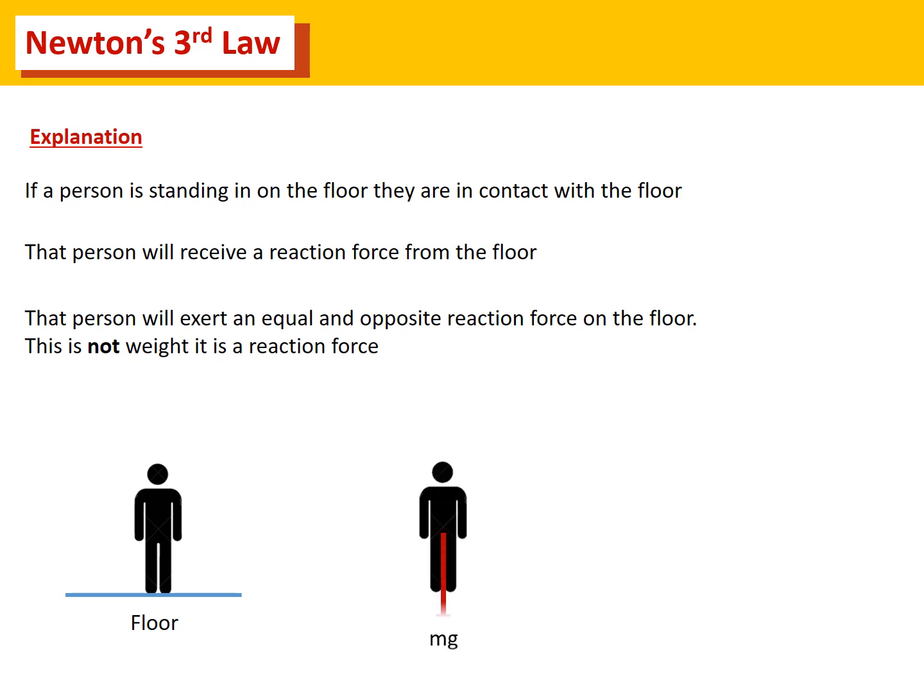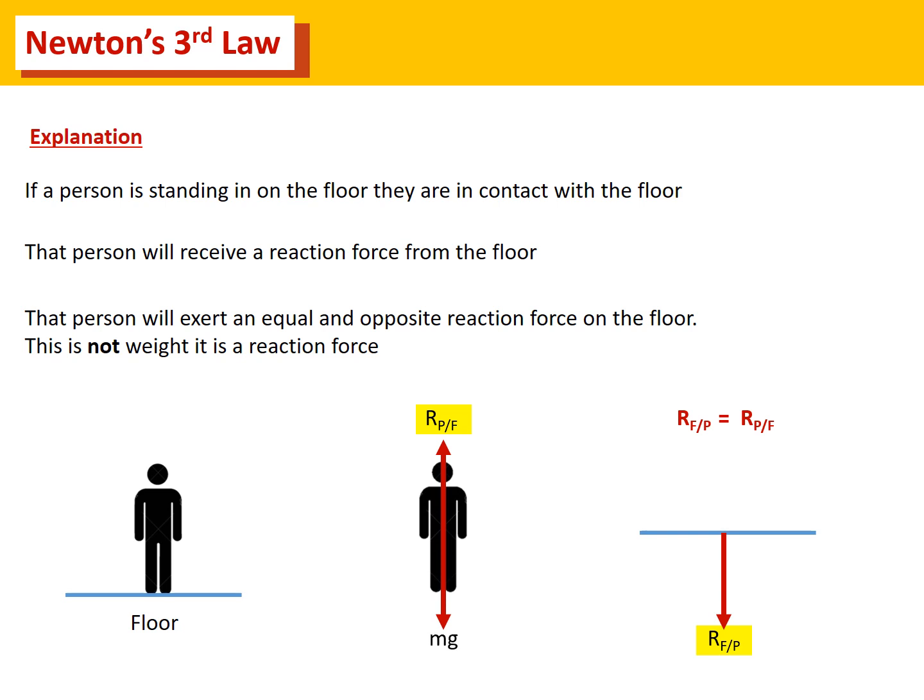So there's the person, there's the weight acting on the person only, and the person receives a contact force, so that's the reaction force on the person from the floor. Meanwhile, the floor receives an opposite but equal contact force from the person, so that's a reaction on the floor from the person. And these two forces are equal to each other.